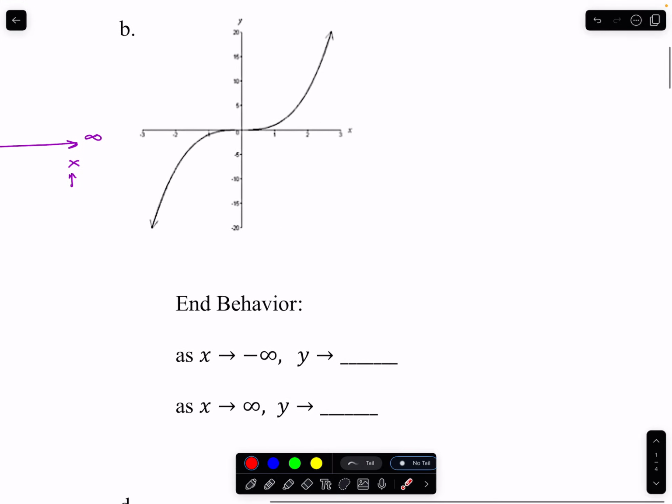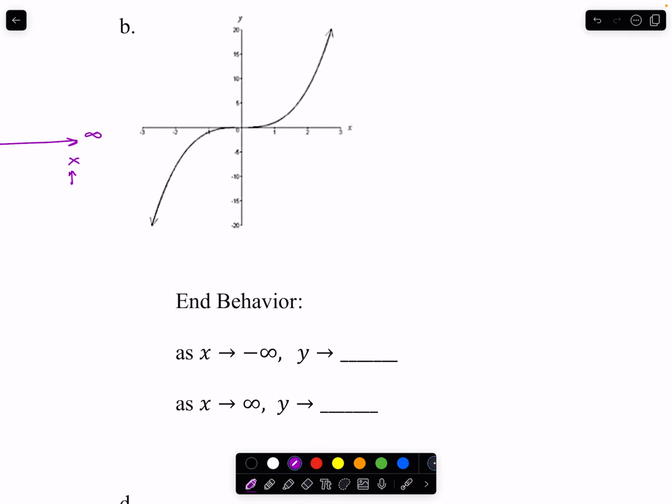So let's look at this one. As x goes to negative infinity, so this means as you go to the left, x goes to negative infinity is that side. Right, that's x going to negative infinity. Goes all the way negative. Which way is the graph pointing? Well, the graph is pointing down, so y would go to negative infinity because down is negative. So negative infinity, that means down.